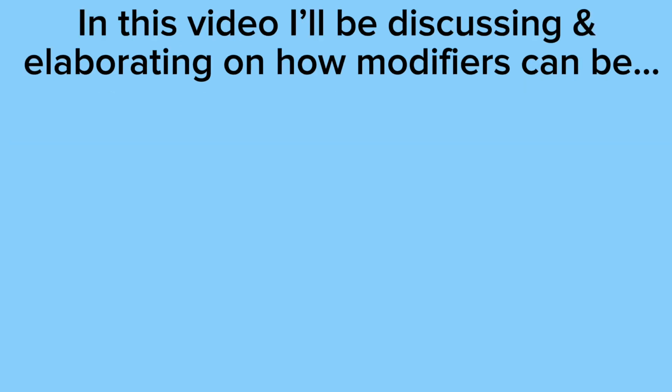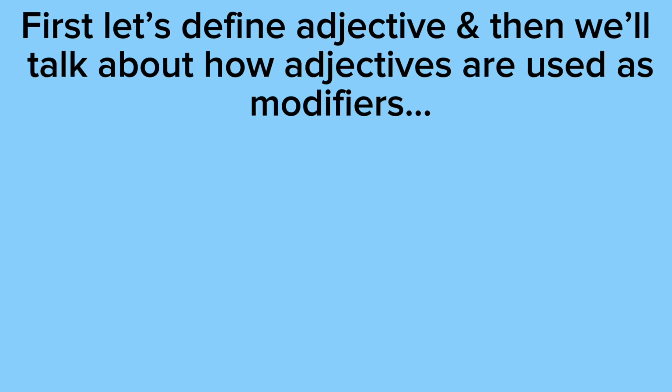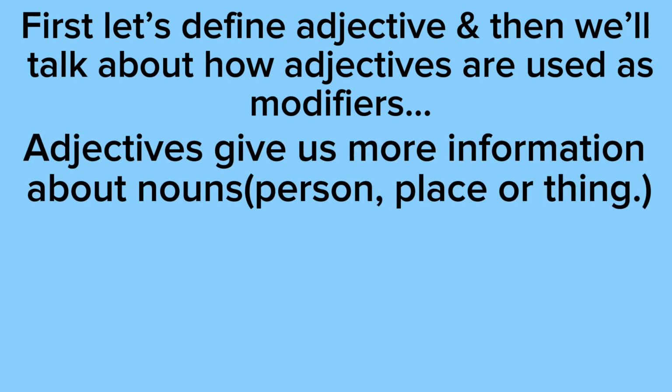In this video, I'll be discussing and elaborating on the different types of modifiers, which can be adjectives, adverbs, phrases, and clauses. First, let's define adjective, and then we'll talk about how adjectives are used as modifiers. Adjectives give us more information about nouns. A noun is a person, place, or thing.